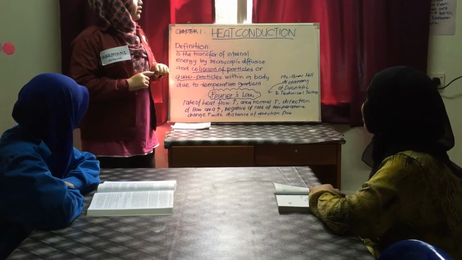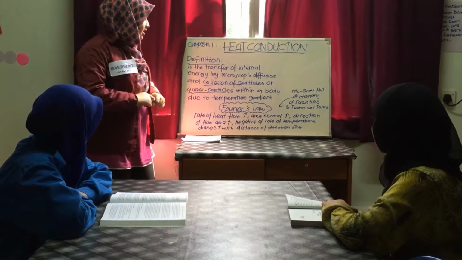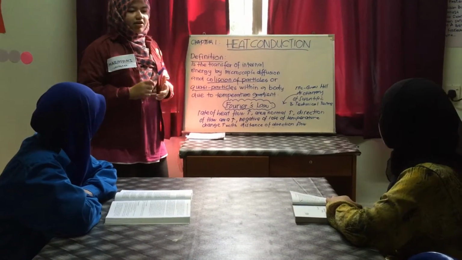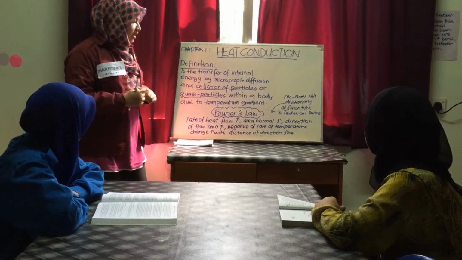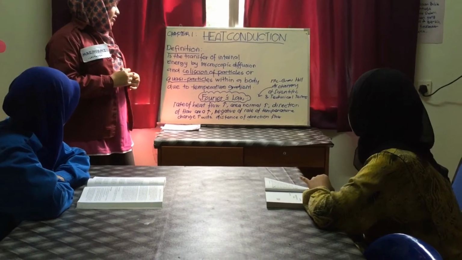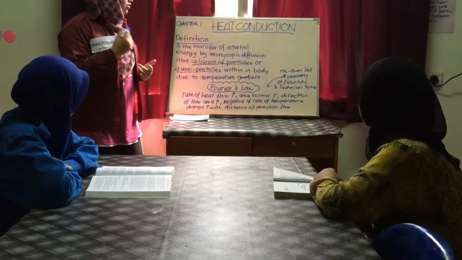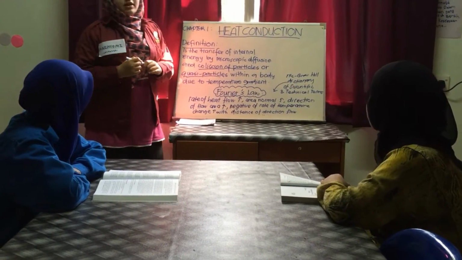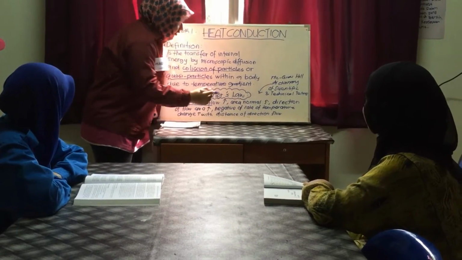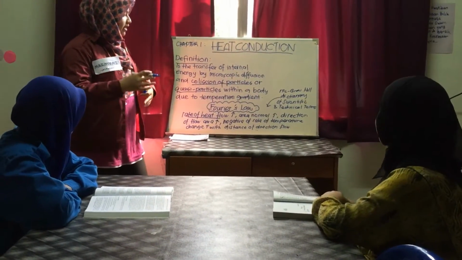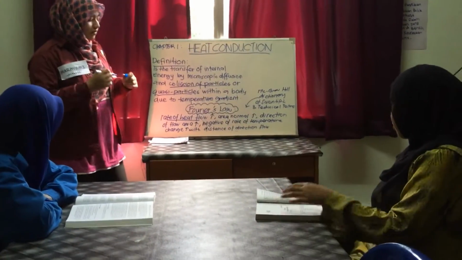Basically, heat conduction is based on Fourier's law, which states that the rate of heat flow is directly proportional to the area normal to the direction of flow, to the negative rate of temperature change, and also to the distance of the direction of flow. As the rate of heat flow increases, so does the area normal to the direction.